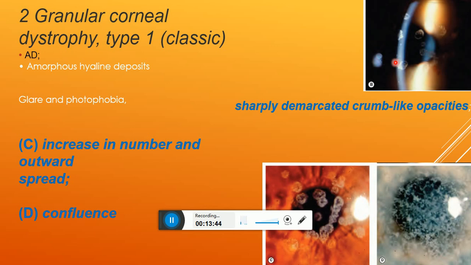So there are white central anterior stromal deposits resembling sugar granules, breadcrumbs, or glass splinters. There is a gradual increase in number and size of the deposits with deeper and outward spread, but sparing the limbus. Gradual confluence and diffuse haze lead to visual impairment. Corneal sensation is impaired. Treatment by penetrating or deep lamellar keratoplasty is usually required by the 5th decade. Superficial recurrences may require repeated excimer laser keratectomy. So this was granular corneal dystrophy type 1.